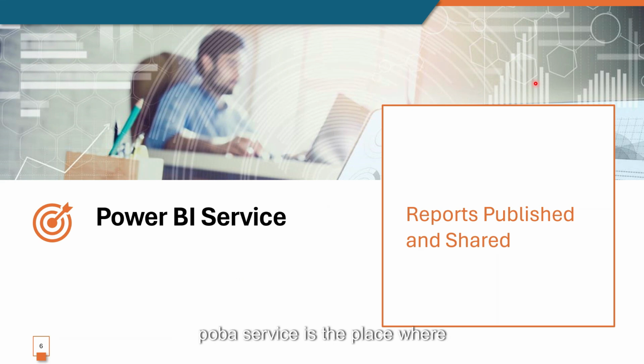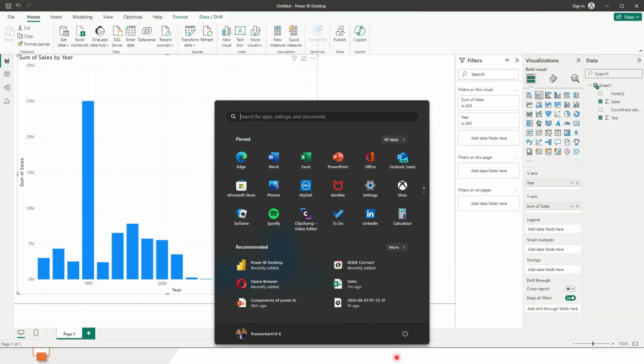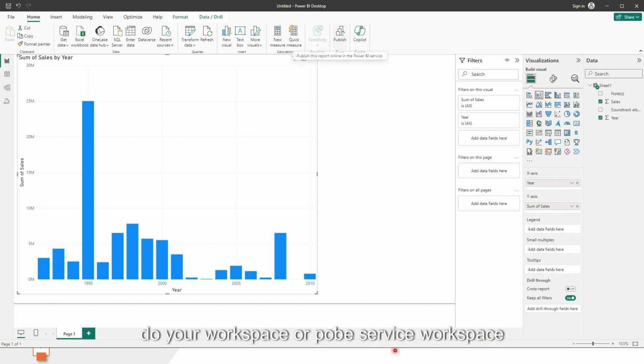Power BI service is the place where all your reports get published and shared with your enterprise users. It's very much like sharing your files through OneDrive. In the normal case, you may place a file in OneDrive and share that with a set of IDs across your organization. Similar to that, we are going to publish the report that we have built to your Power BI service workspace, and you will be sharing that report with all the users. So where to start?